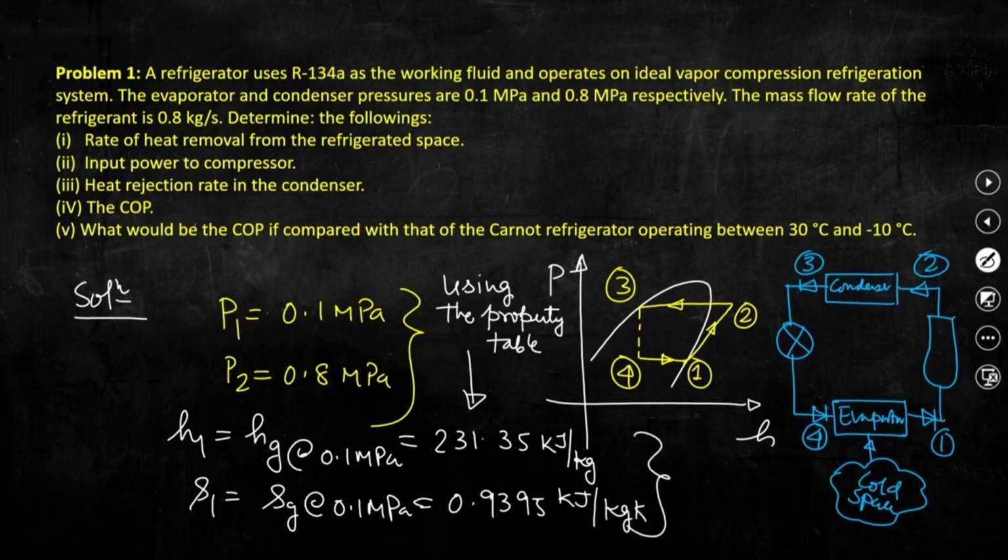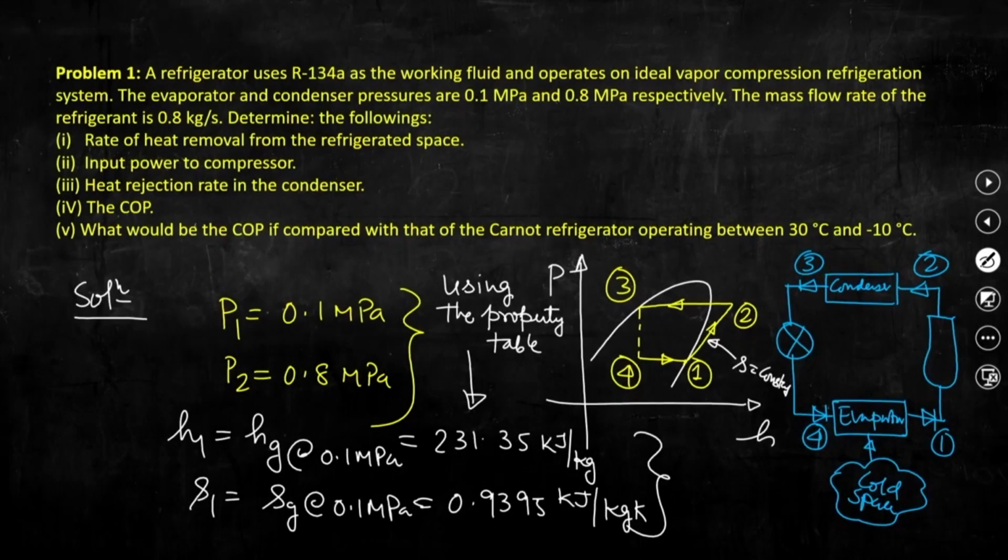So, these two we can calculate using the property table for this particular refrigerant, that is R134A, and we get it. Why are these two important? Because entropy is also important to calculate, because for this process S equals constant, entropy equals constant.